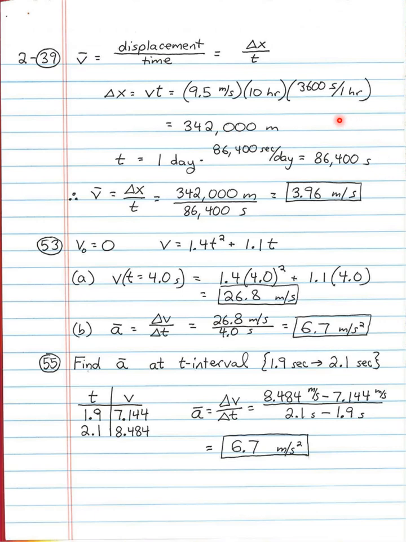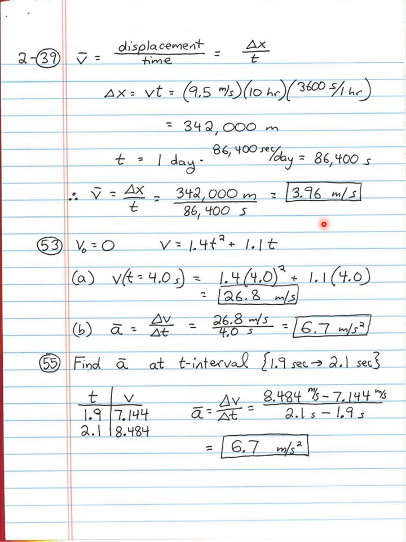Now that we have displacement in meters and time in seconds, average velocity is displacement over time. I've plugged in the numbers and we get 3.96 meters per second. So that is the average velocity, which includes that most of the day they were resting.